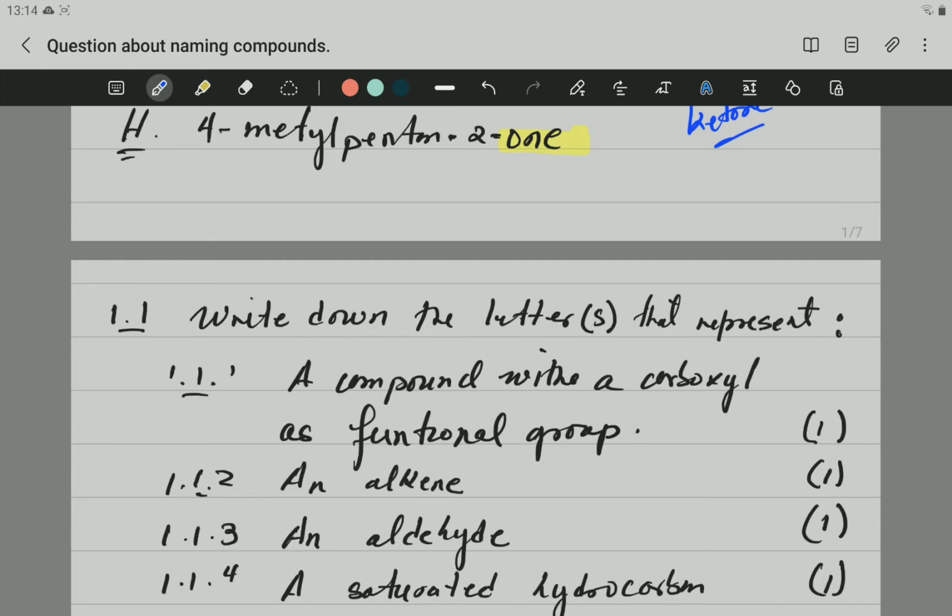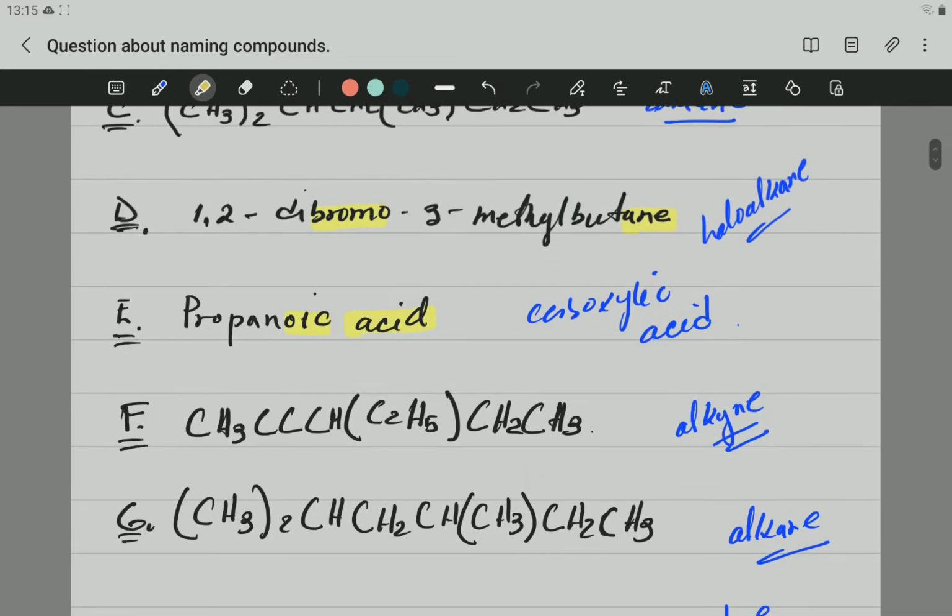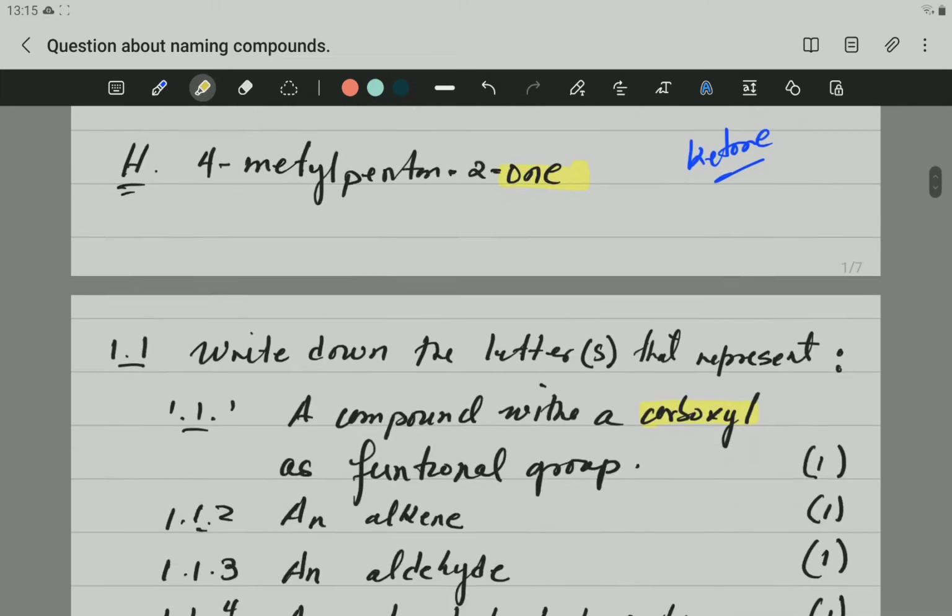Question 1.1 said write down the letter of the compound with a carboxyl as functional group. Okay guys, this one is quite easy. Carboxyl is the functional group of this specific compound they mentioned. Carboxyl is related by name to carboxylic acid. It's called carboxylic acid because the functional group is called carboxyl. So which one is the carboxylic acid here? If we did this one, then everything will be easy. So it will be compound E.